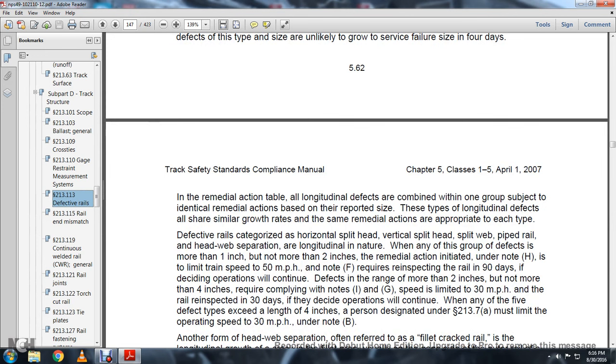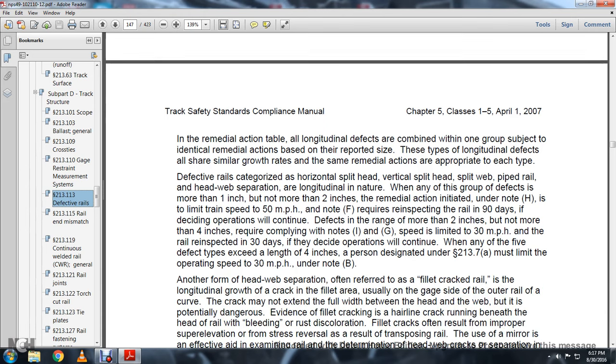The remedial action table for longitudinal defects combines them into one group of defects with identical remedial action based on their reported size. These types of longitudinal defects share similar growth rates and the same remedial actions as are appropriate to each type.